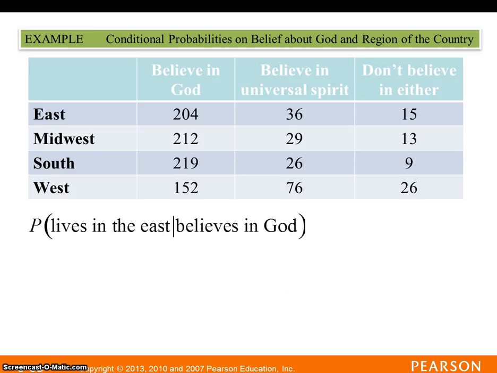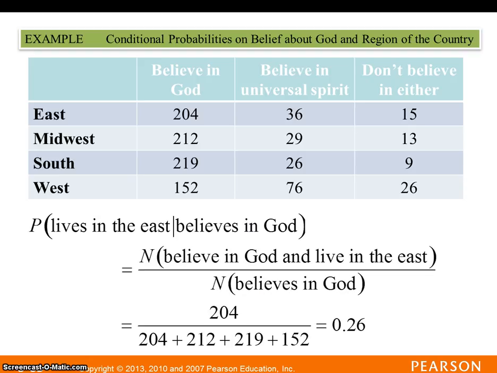For part B, let's say we want to calculate the probability that the person lives in the East given that they believe in God. This might seem like the same question, but it's actually a little bit different. Given that they believe in God, what's the probability that they live in the East? In this case, you'd take this number, but instead of summing this way, you'd sum this way, and that would only give you 26%. Those two things might seem like the same thing, but they're not. This is the probability that, given that they believe in God, the person lives in the East.